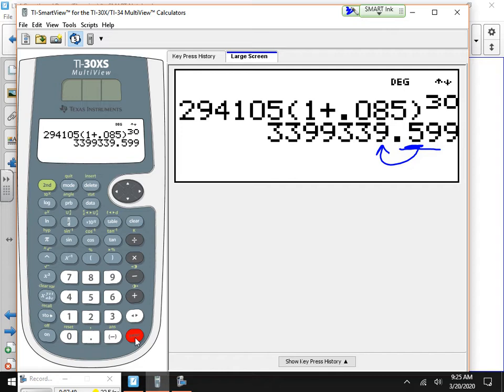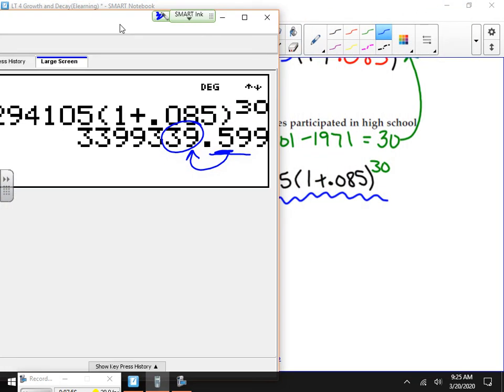Okay, so my answer over here is going to be 3,399,340. Oh, I missed a number. Sorry, guys. 3,399,340. There you go. So it's 3,399,340 females. Make sure you put units down. We're doing a word problem. Okay, so that would be our answer.